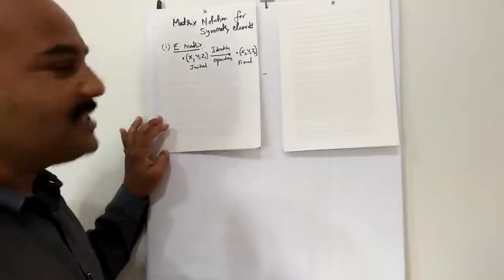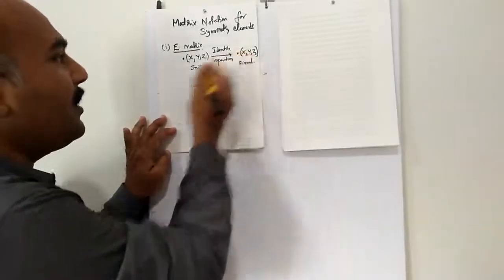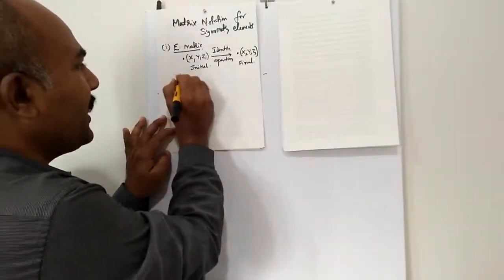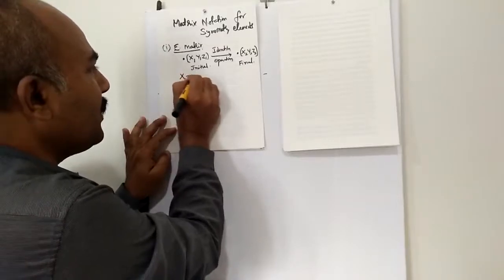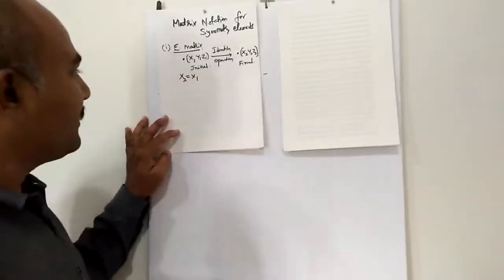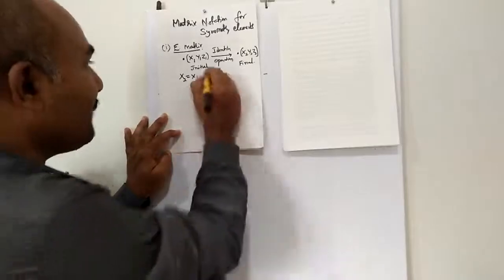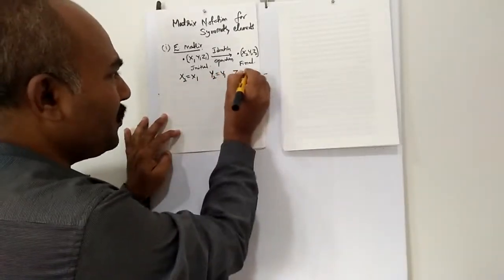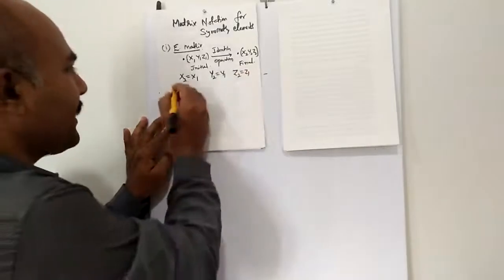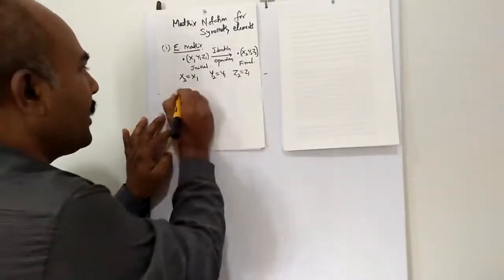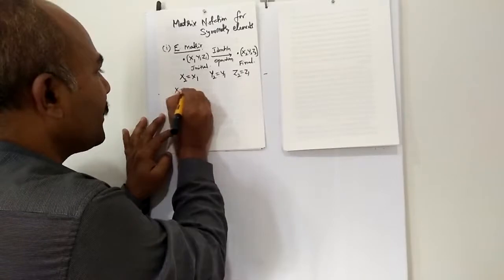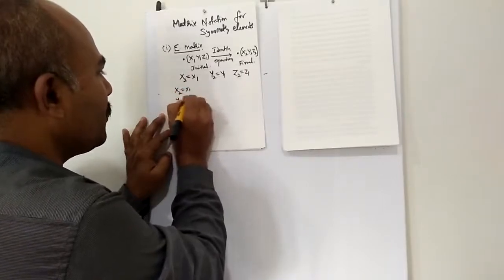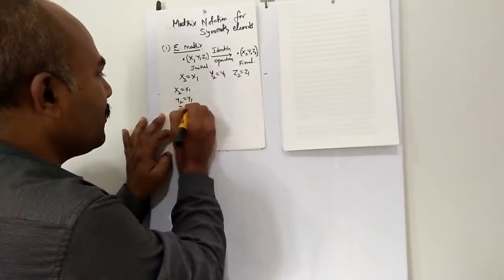Okay, write the changes that happened for the final point P. In terms of coordinates, x2 is equal to x1 since there is no change in the coordinates, y2 is equal to y1, z2 is equal to z1. I will write here in this vertical form: x2 is equal to x1, y2 is equal to y1, z2 is equal to z1.